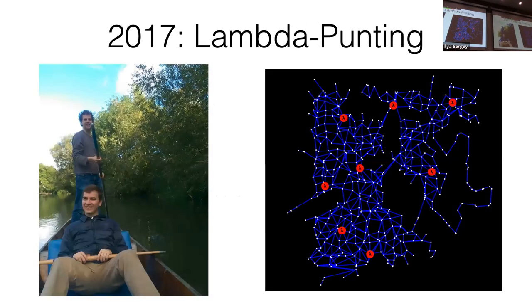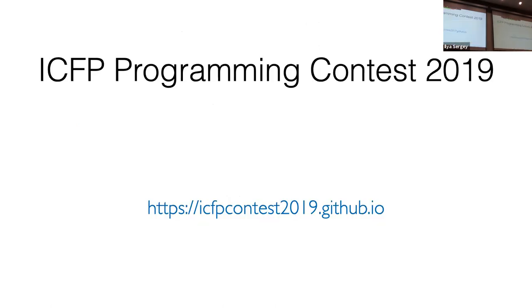There was also, lots of graph theory usually comes in this contest. This one is from Oxford. In Oxford, they have rivers and they do punting. That was about navigating through the network of rivers in the most efficient way, obviously collecting lambdas. There are always lambdas there.